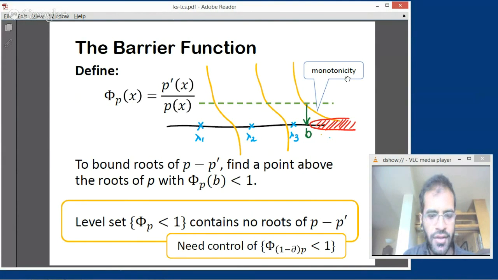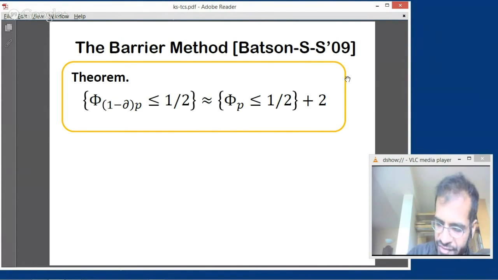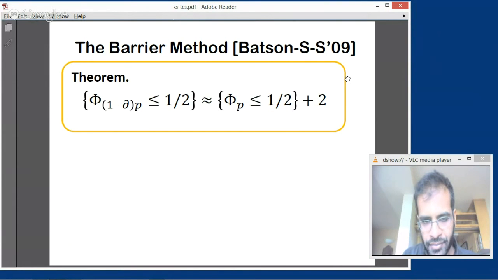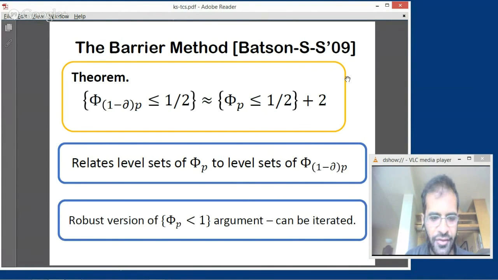Okay. So it turns out that if you look at different level sets, not just the level set strictly less than 1, but a more robust level set, so let's say, given a polynomial, you look at the set of points for which phi of p is at most half. Okay. Then it turns out a stronger theorem can be proved, and we've essentially proved this in this paper with Batson and Spielman. What the theorem says is that if you look at the half level set of p minus p prime, it's basically the half level set of p plus 2. Okay. Basically, this relates the level sets of the barrier function of a polynomial p to the level sets of the barrier function of I minus d times p. You can view this as a robust version of the argument I showed you earlier.